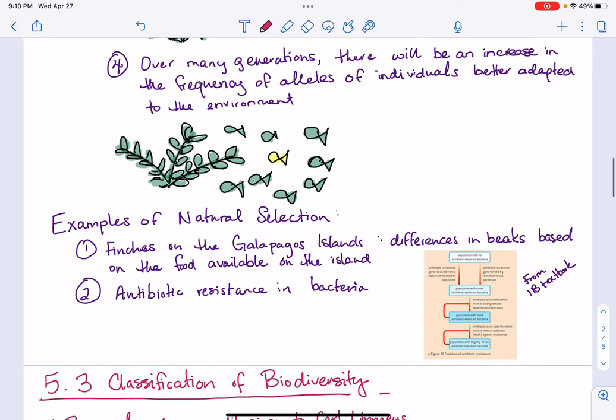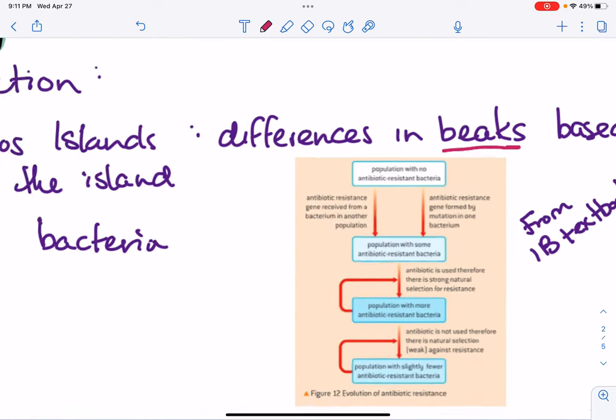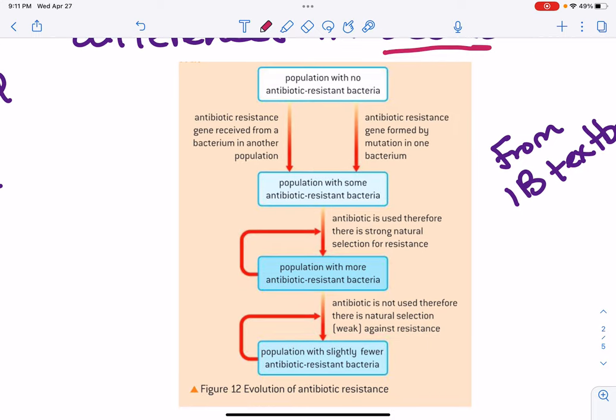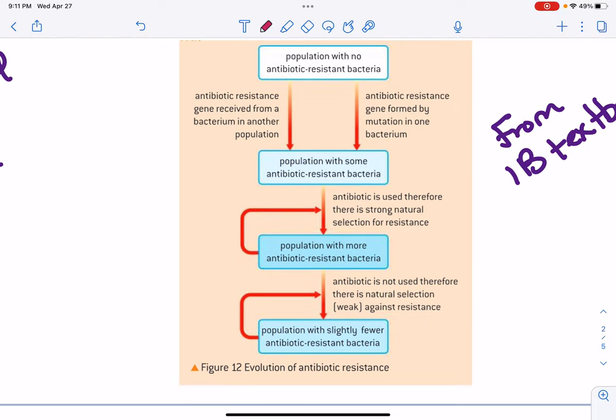So again, examples. We talked about the finches on the Galapagos Islands and the fact that the different islands have different foods and different resources. So if you go to different islands, you can see that there are different types of beaks, and the beaks are adapted to whatever food is available on that particular island. Another example is antibiotic resistance in bacteria. So you can see here, if you start off with a population that has no antibiotic resistant bacteria, and so you can get antibiotic resistance.